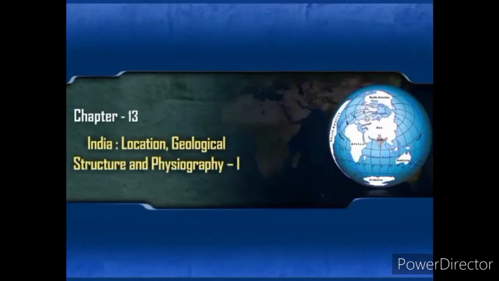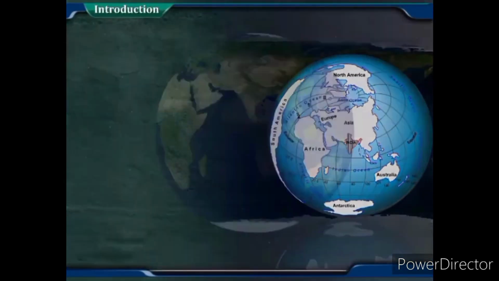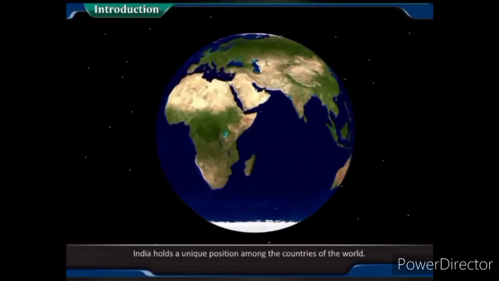Chapter 13. India. Location, Geological Structure and Physiography 1. Introduction. India holds a unique position among the countries of the world.